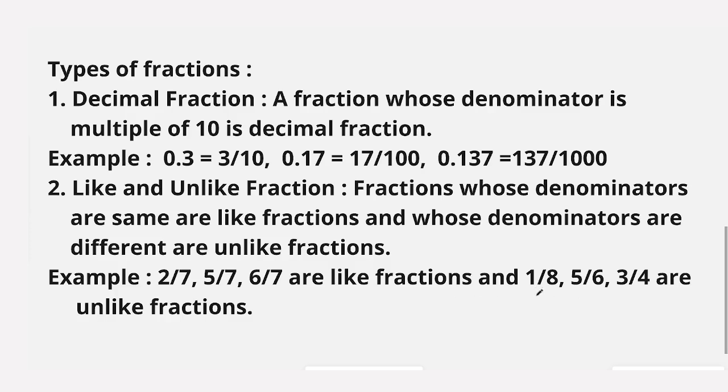And 1 upon 8, 5 upon 6, 3 upon 4 are unlike fractions. These are unlike fractions because the denominator in 1 upon 8 is 8, in 5 upon 6 is 6, and in 3 upon 4 is 4. These 8, 6 and 4 are different. Therefore, these fractions 1 upon 8, 5 upon 6 and 3 upon 4 are unlike fractions.